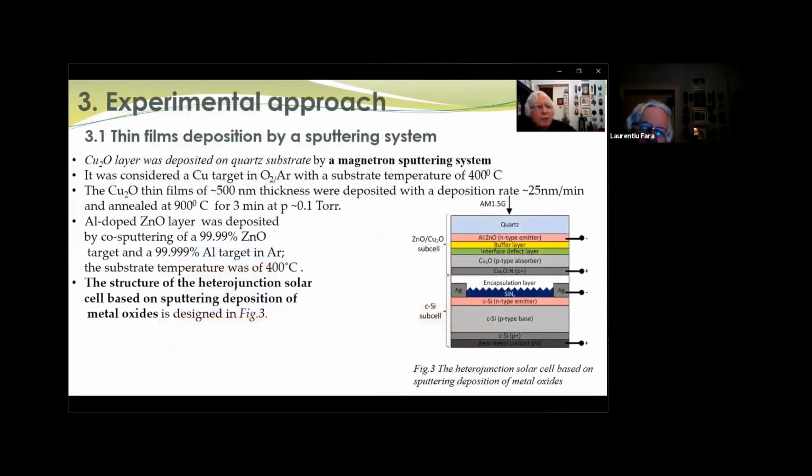Regarding the experimental approach, it is very important to have some words about it. The deposition of thin films, copper oxide and zinc oxide, is allowed by a sputtering system. This is the magnetron sputtering system. Here in figure 3 is presented the heterojunction solar cell based on the sputtering deposition of metal oxide.